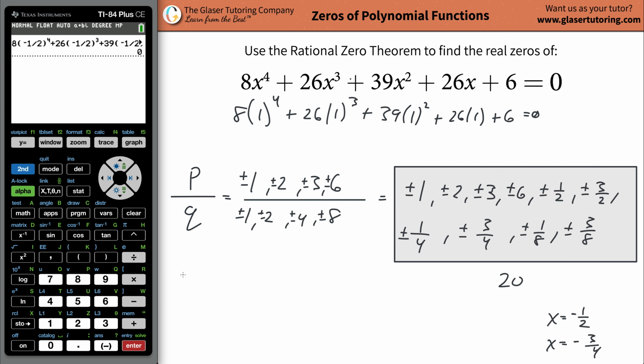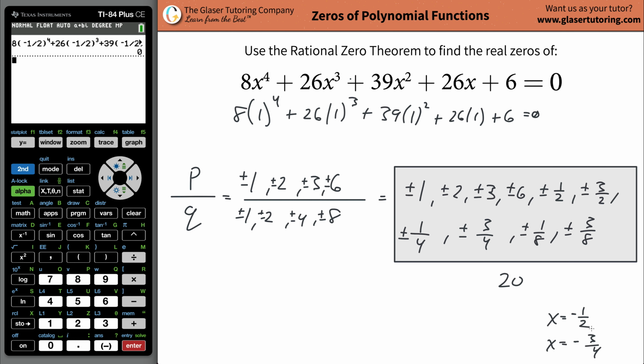Hit enter. Oh, thank goodness. It worked out to be 0. And that's the idea. Okay. It's going to work out to be negative 1/2. The 0 value is negative 1/2. It worked out. It produced, when we plugged it into this function, it produced a value of 0. That's what it means.